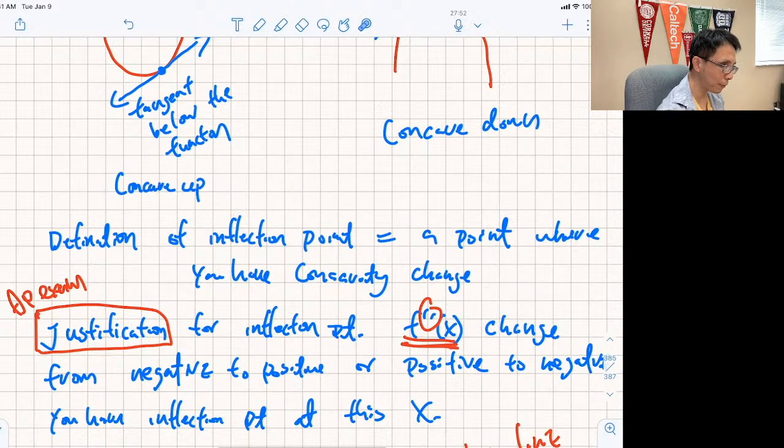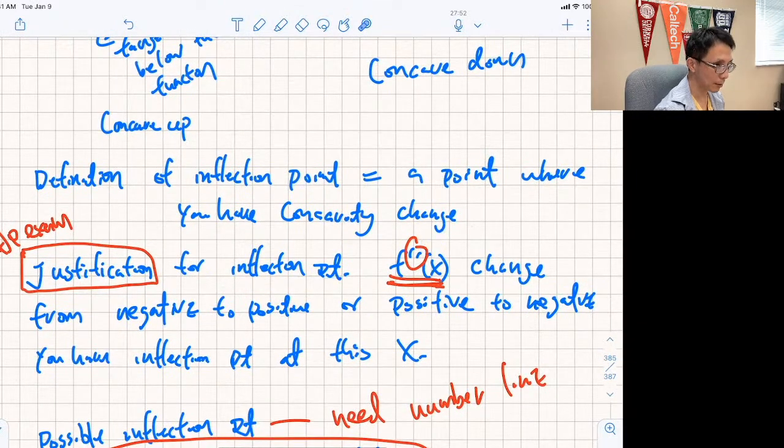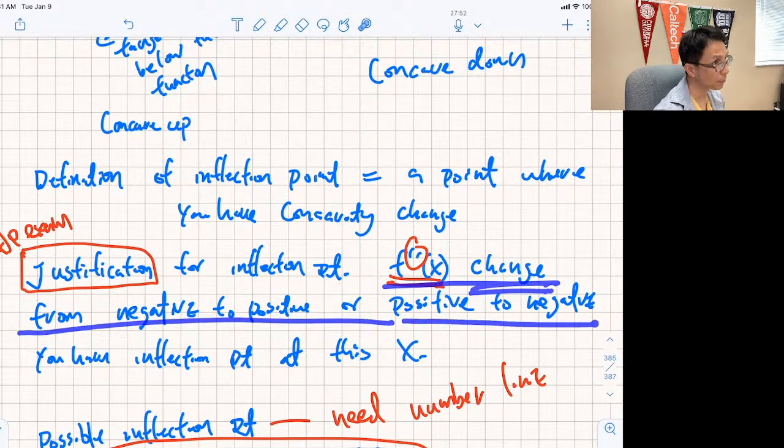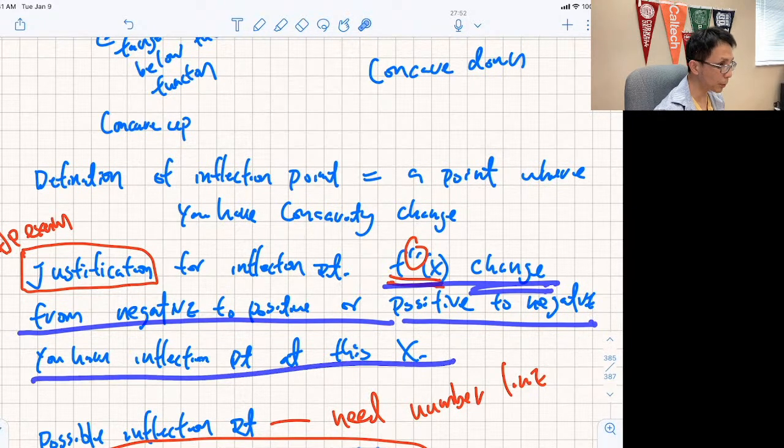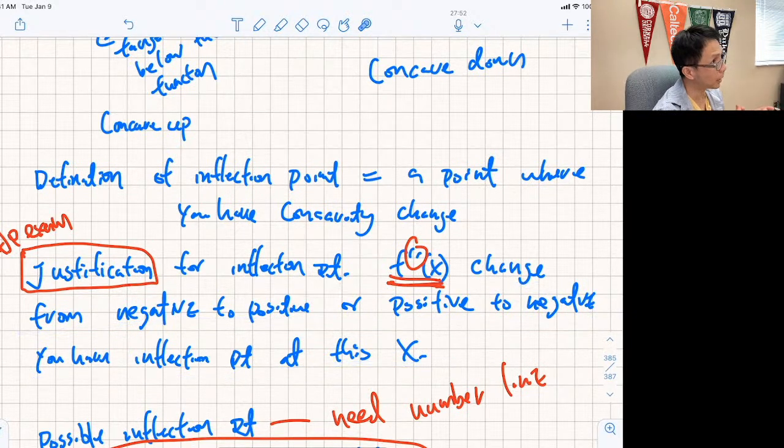But how do you justify an inflection point? This is how you justify. It's f double prime of x changes from negative to positive or positive to negative. Or you can say a change in sign. If it changes sign, then there's an inflection point at this x. So if f double prime of x changes at 2 from positive to negative, guess what? That's an inflection point. But you have to write it this way: f double prime of x changing from positive to negative.